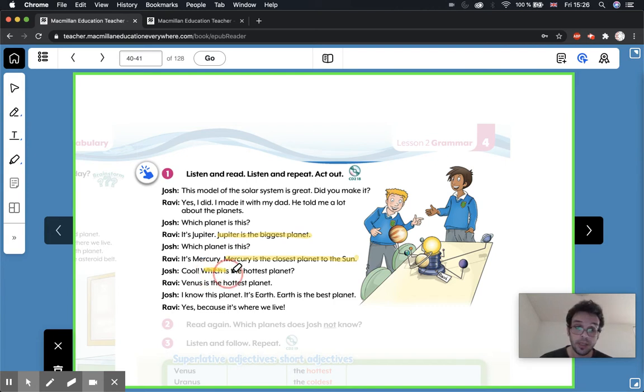Have a look here. Dice, it's a question. Dice, which is the hottest planet? Tenemos adjetivo hot, caliente. Which is the hottest planet? ¿Cuál es la planeta más caliente? The hottest planet. And then he says, Venus is the hottest planet. Venus es la planeta más caliente. Okay? So, these are some examples of superlatives.